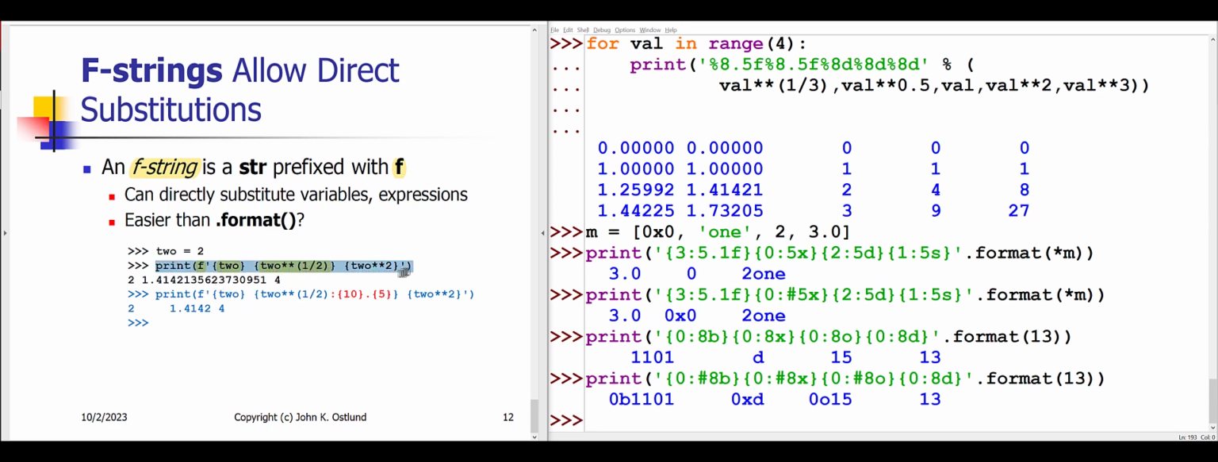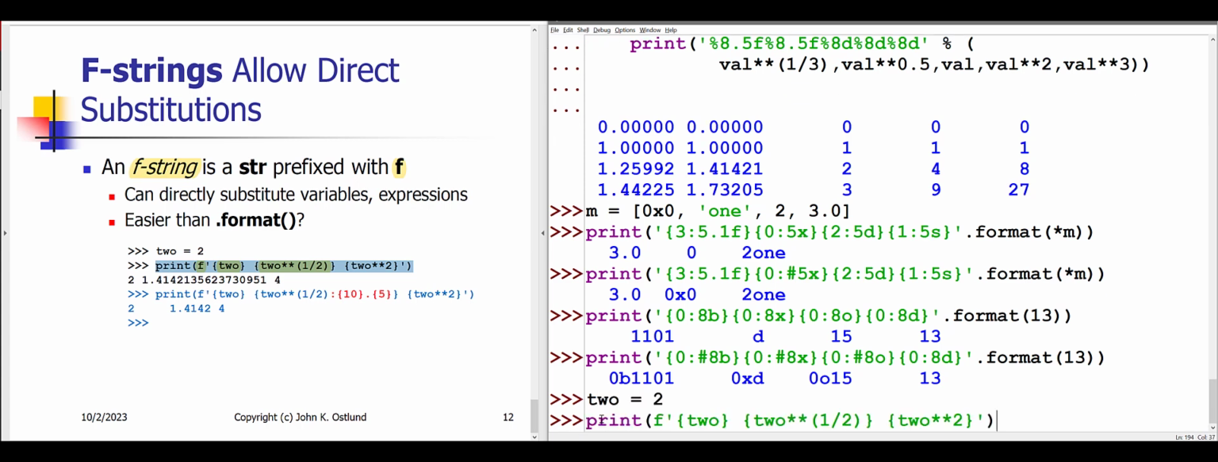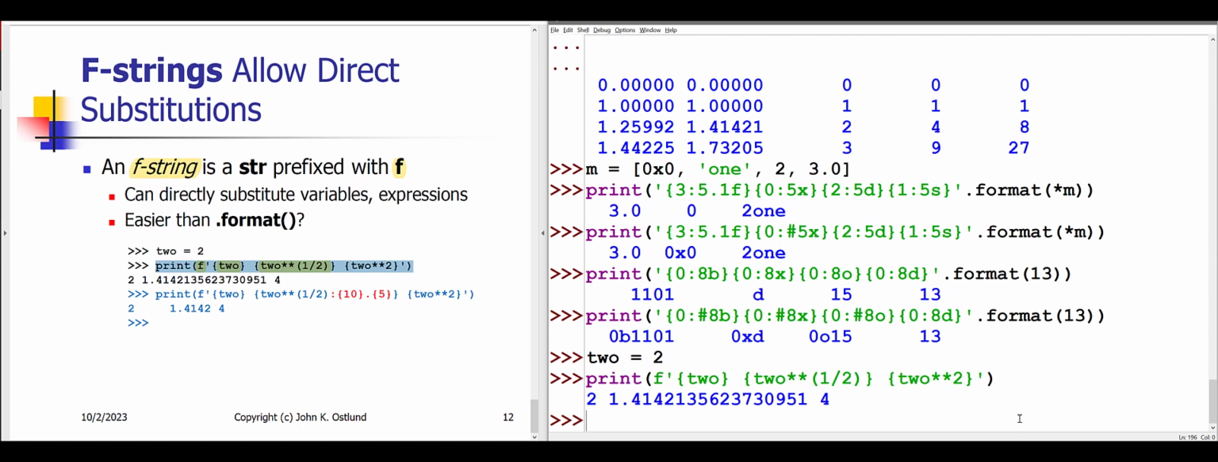So I'll copy that. Whoops. Going to turn off my highlighting. And I need to have 2 defined first. All right, so I'm going to display the value of the variable 2, the value of the variable 2 to the 1/2 power, in other words, square root, and then the value of the variable 2 squared. Okay, so 2, square root of 2, 2 squared.